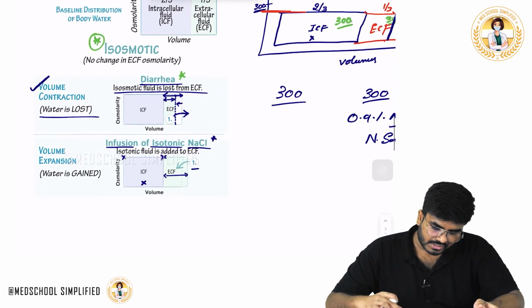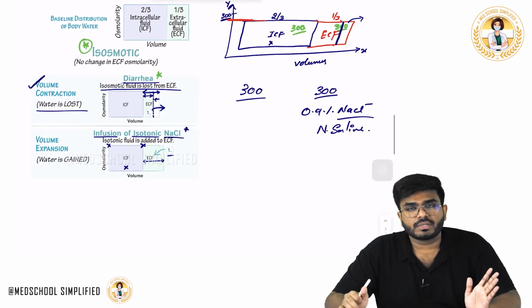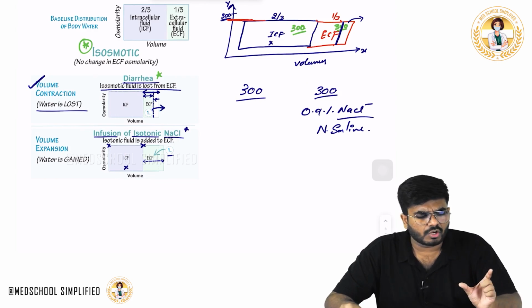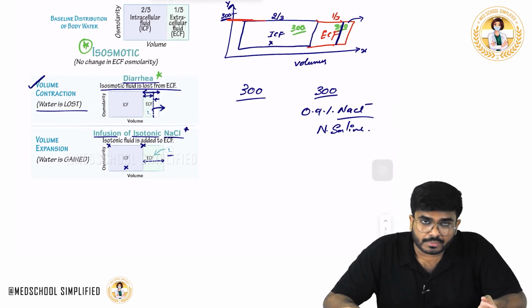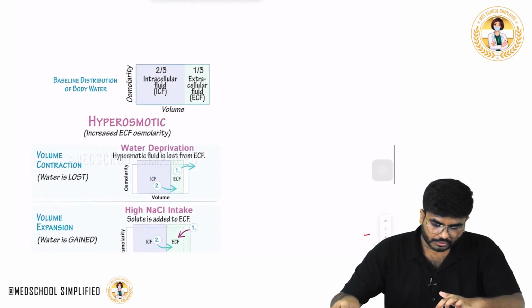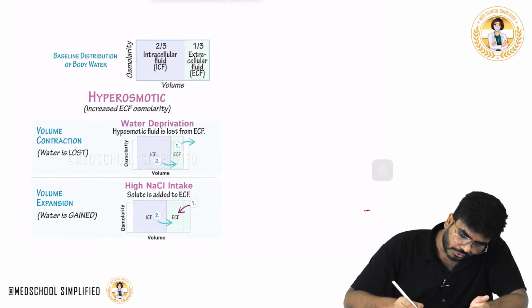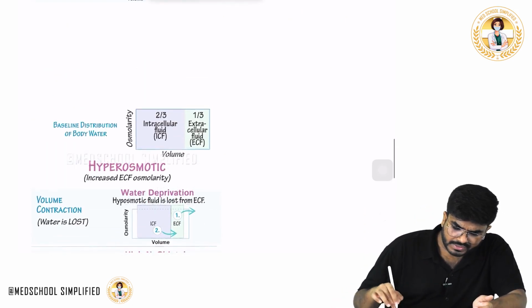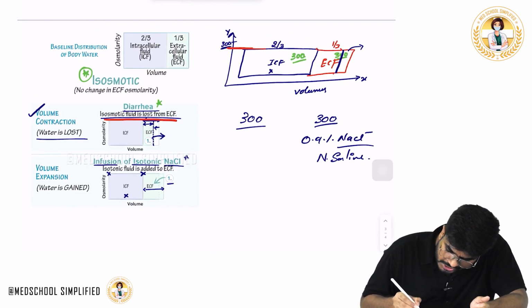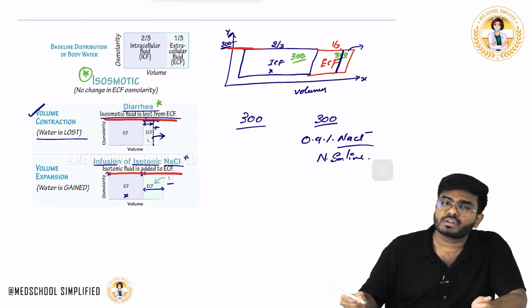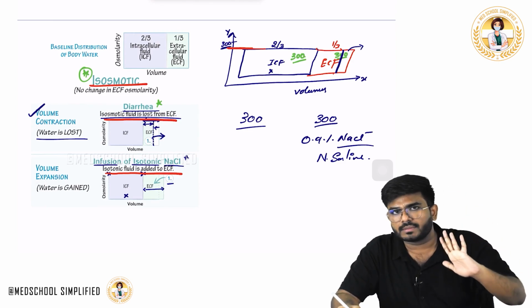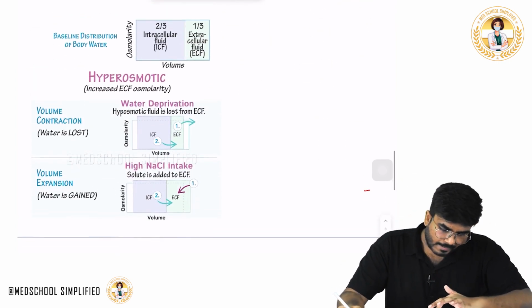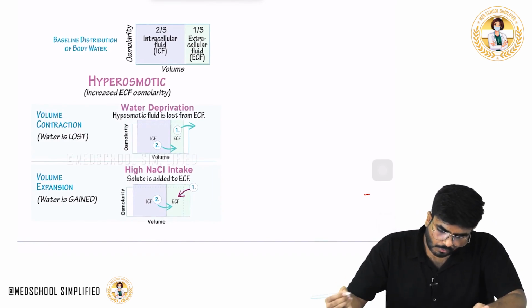Now, in your exams, they will ask you, the patient is having diarrhea. Simple. If the patient is having diarrhea, the extracellular volume is going to become less. If the patient is taking isotonic saline into the body, there will be volume expansion. So that's the point which I want you to know. In both the conditions there is no change in tonicity. That's why, isotonic or isosmotic, there is no change. Now, what else I want you to know?